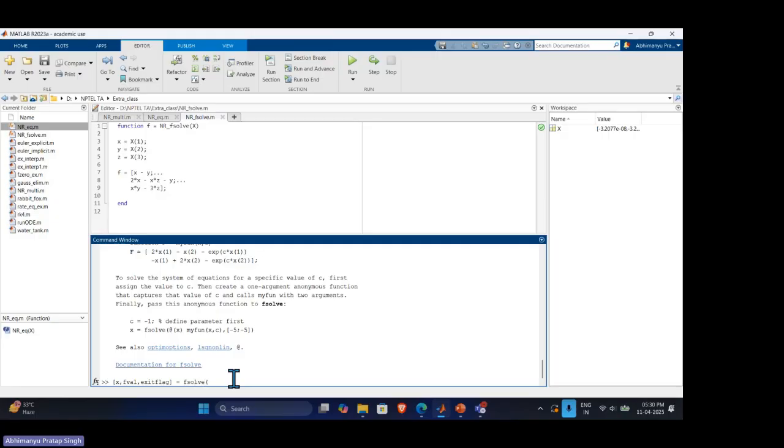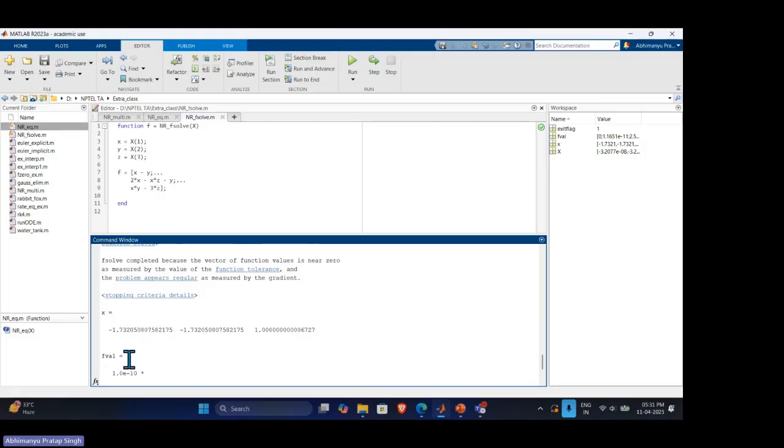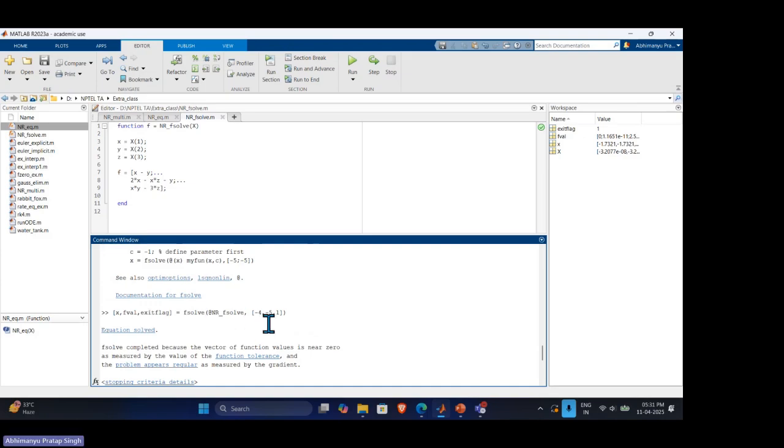Then we have the fsolve function handle, then sorry, the initial condition. This time let me give some other initial condition: -4, -4, and 1. Probably this should converge to the root -√3, -√3, and 1. So let's see. Okay, exit flag is 1. That means it's solved the problem correctly. fval is also close to 0, and the solution that we are getting is -√3, -√3, and 1. So this is fsolve.